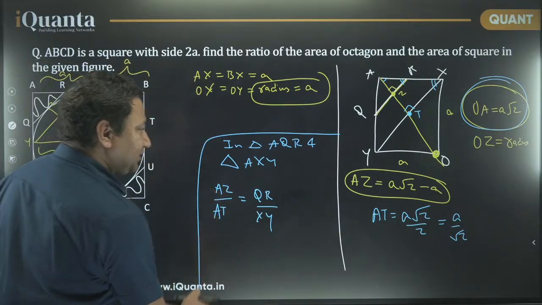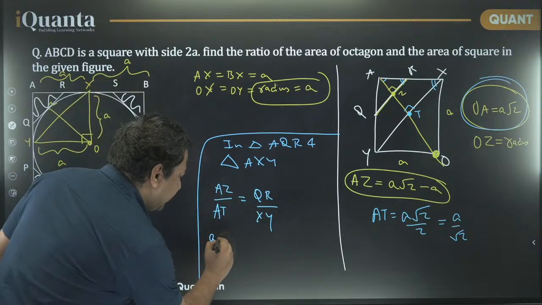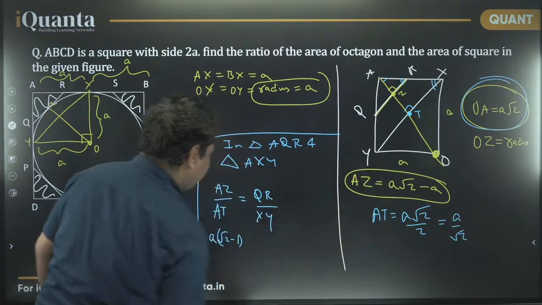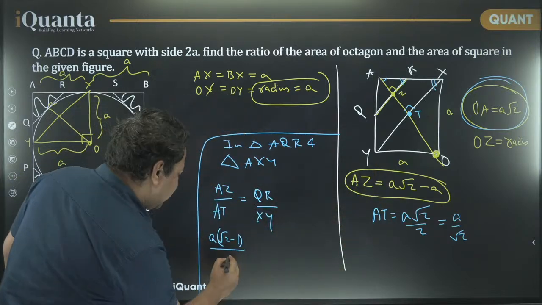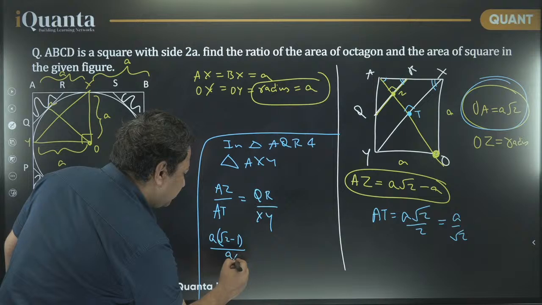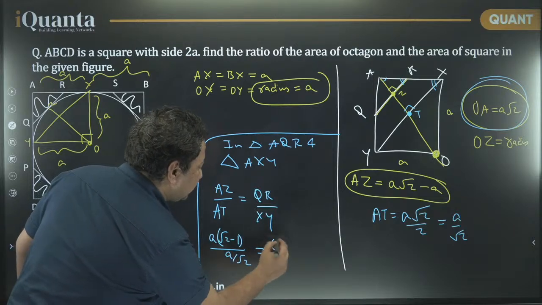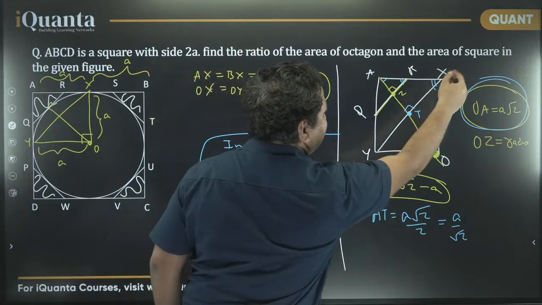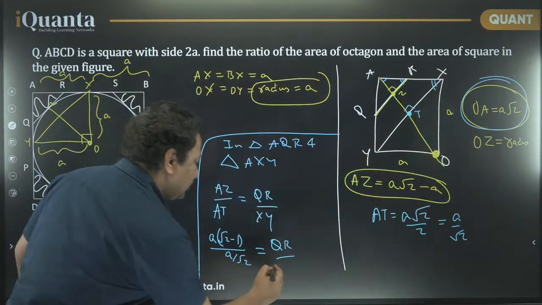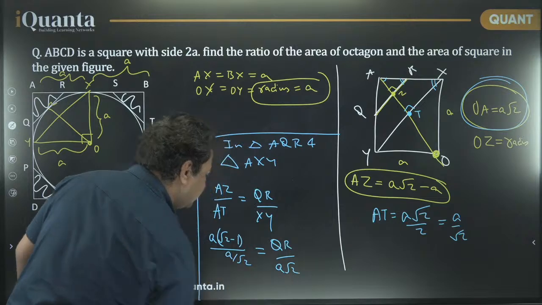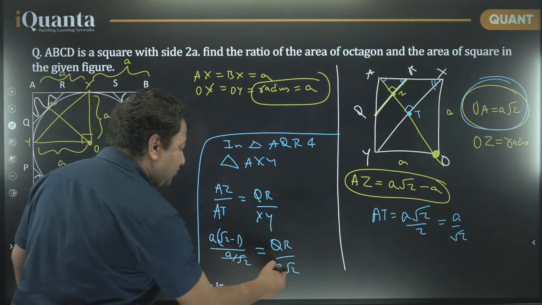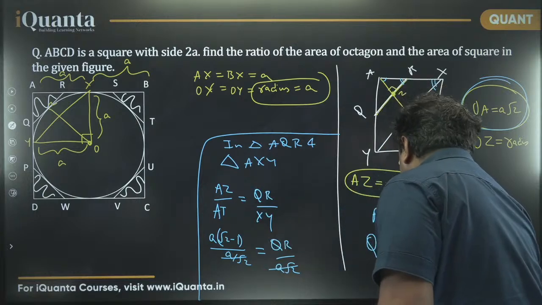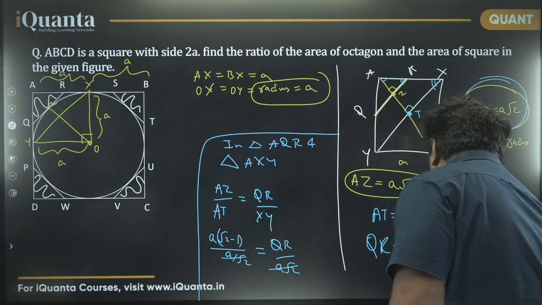ठीक है, चलो put करते हैं. So AZ is A root 2 minus A. I took A common. And AT is A upon root 2 is equal to QR that I want to calculate upon this XY. XY is nothing but the diagonal itself. This will also be A root 2. A root 2, A root 2 get cancelled, and all I have is the value of QR, which is nothing but A times root 2 minus 1.